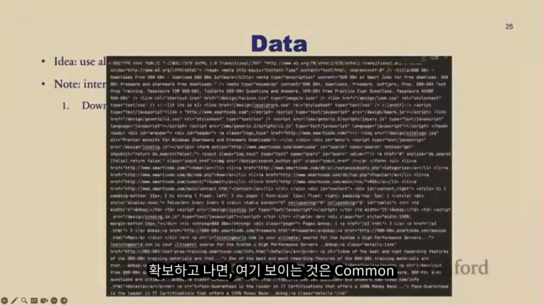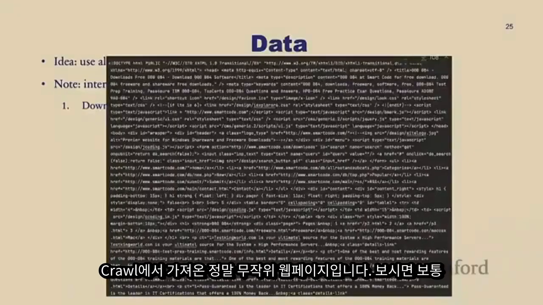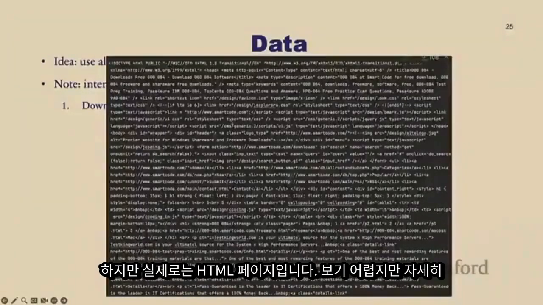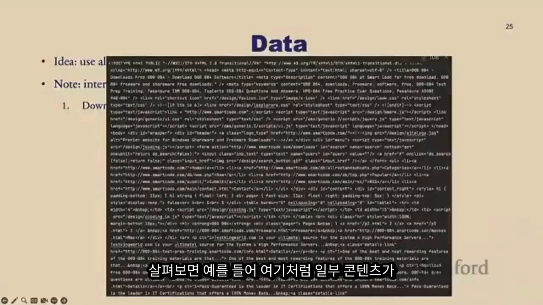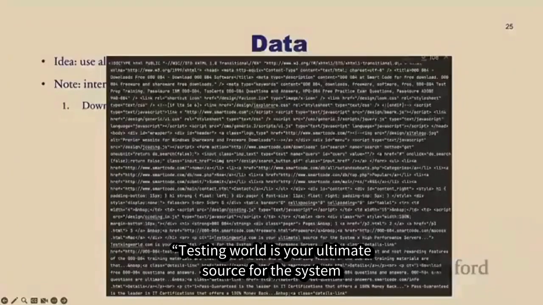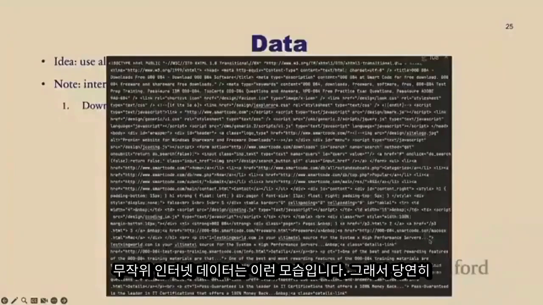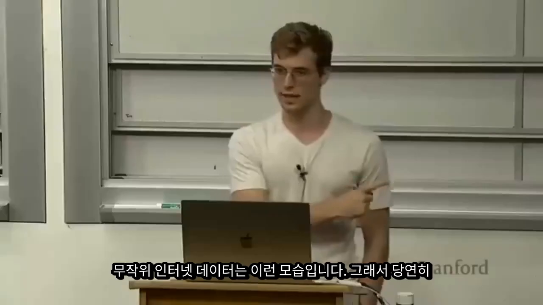Once you have this, here is a random web page, literally random from Common Crawl. What you see is that it really doesn't look like the type of thing you would usually see. This is an HTML page. It's hard to see, but if you look through, you will see some content. For example, here, Test King World is your ultimate source for the System X high performance server, and then you have three dots, so the sentence is not even finished. That's what random internet looks like.